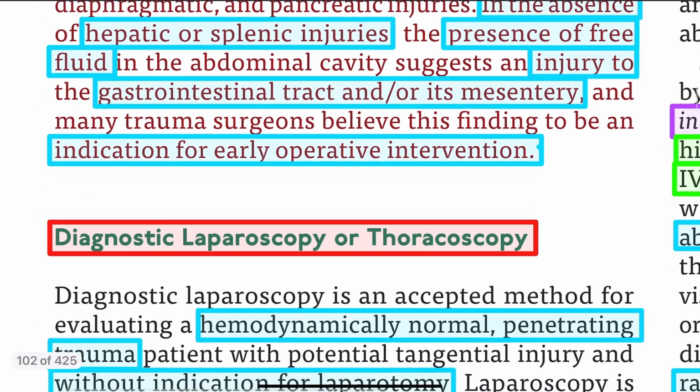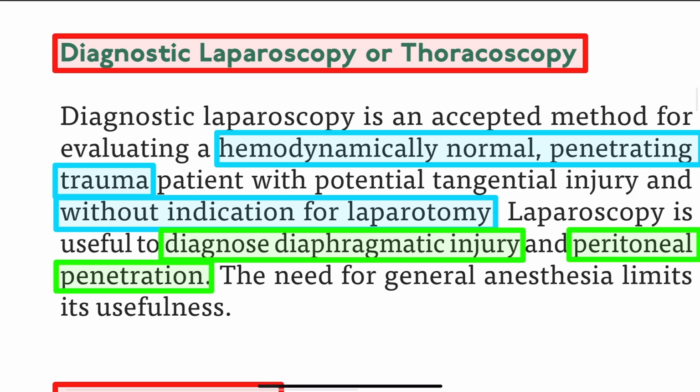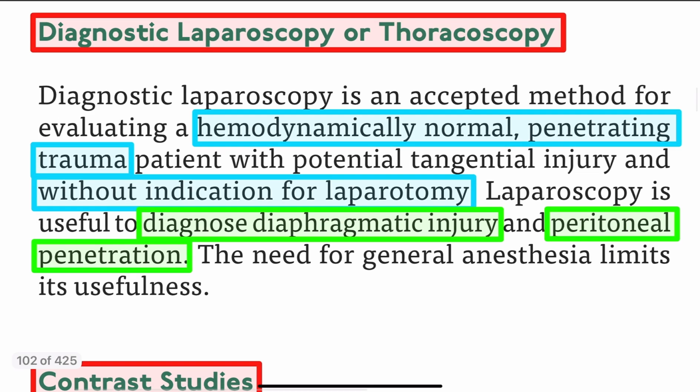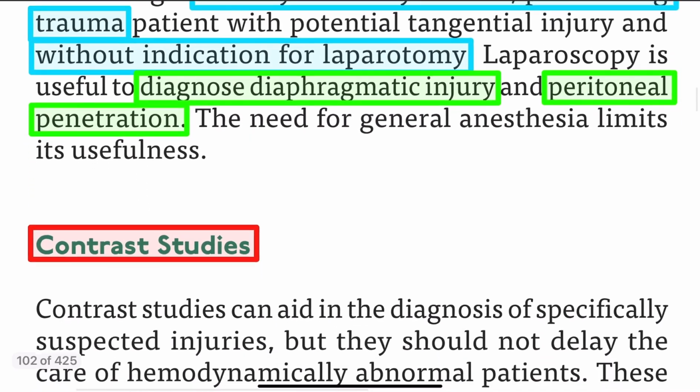Now come to the diagnostic laparoscopy or thoracoscopy. It is done in a hemodynamically normal or penetrating trauma patient without an indication of laparotomy. So if an injured patient has no indication of laparotomy, is hemodynamically normal and penetrating trauma is present, you should do diagnostic laparoscopy or thoracoscopy. Diaphragmatic injury and peritoneal penetration can be assessed. Remember, diaphragmatic injury is assessed through diagnostic laparoscopy, important.